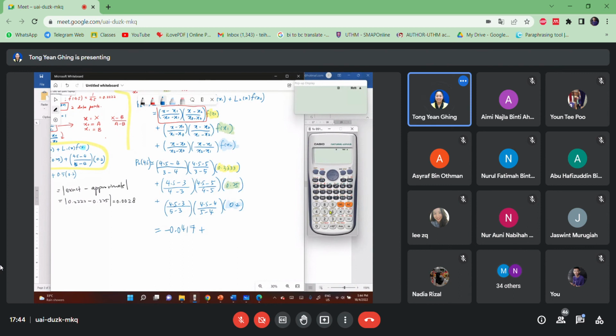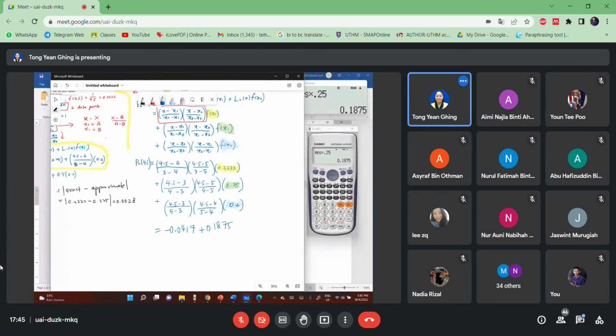Plus this one: 4.5 minus 3 is 1.5 divided by 1, times negative 0.5 over negative 1. Sorry, my mistake, wait. 1.5 times, this one is negative 0.5 over negative 1, times 0.25.